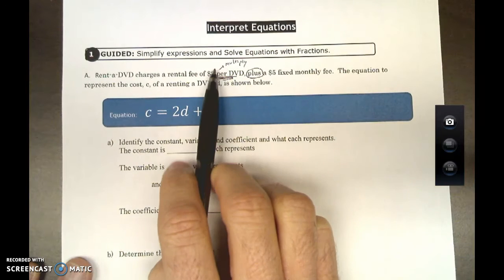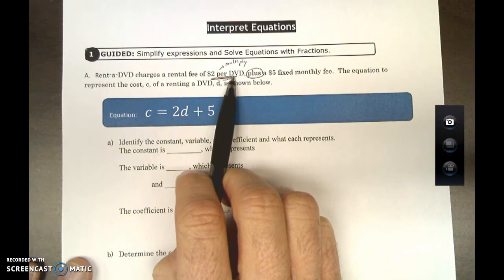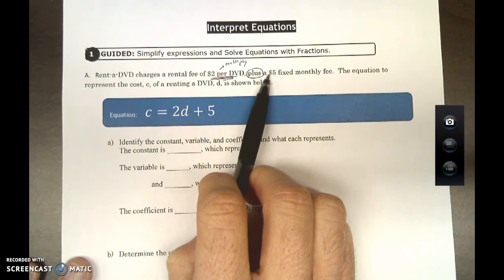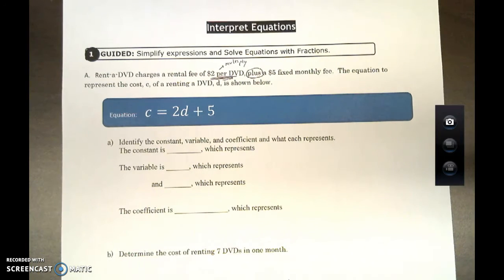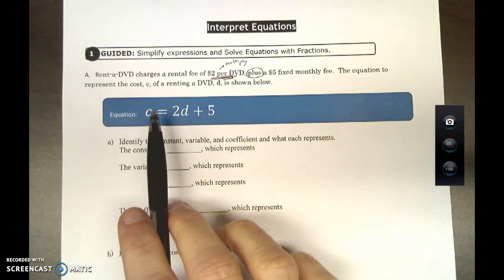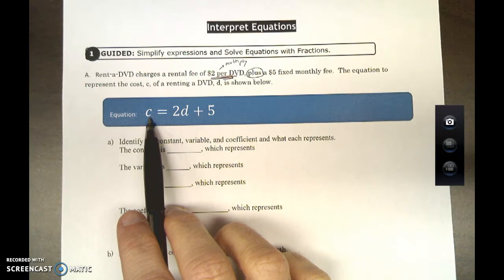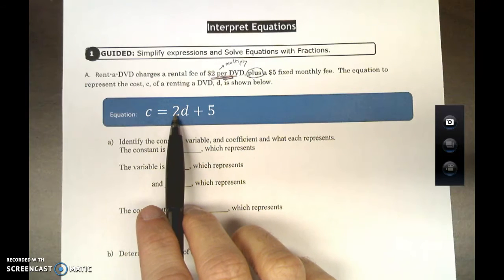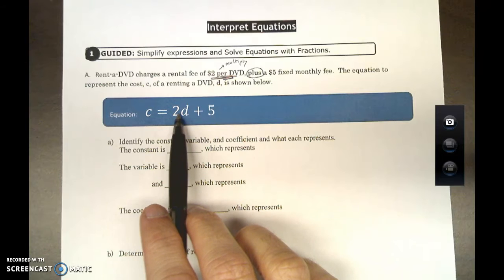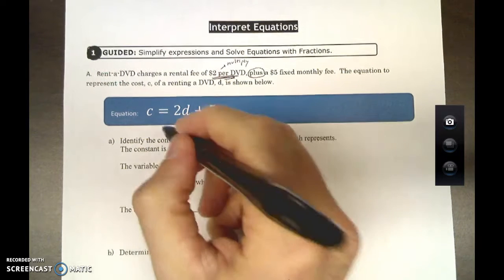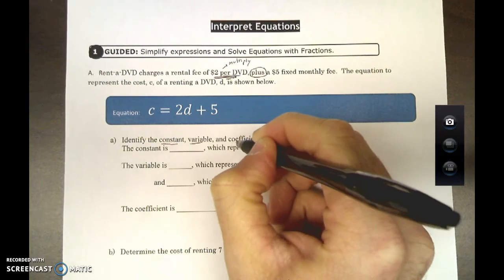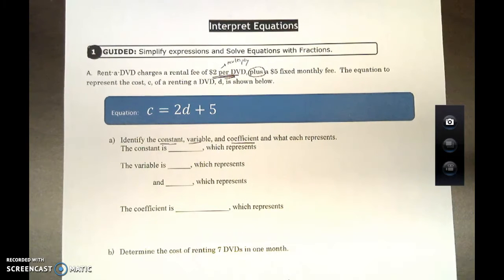So I'm taking 2 times the DVDs I order plus the $5 a month that I have to pay for the fixed monthly fee. So the equation that they give us is right here. The cost, C, is equal to 2 times the number of DVDs that I purchase plus the $5 monthly cost. So let's break this down. Identify the constant, the variable, and the coefficient, and what each represents.